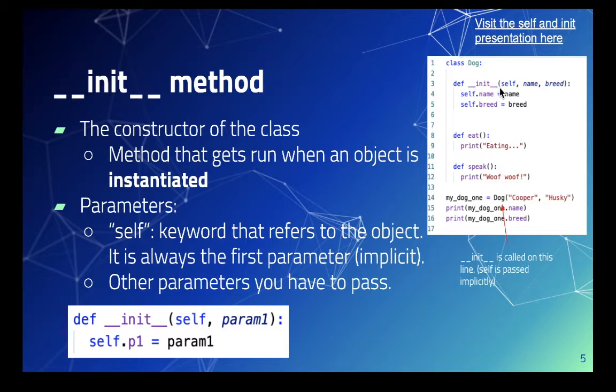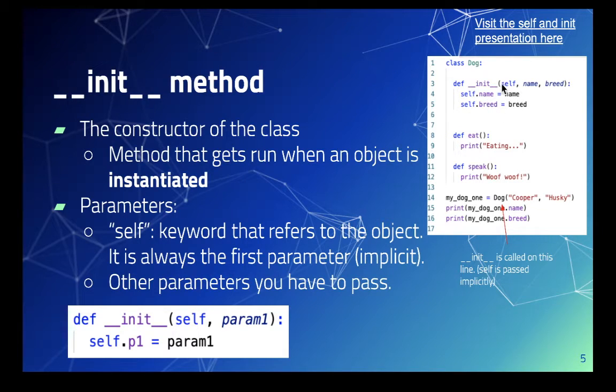If you remember, self is the implicit parameter, something that's passed in automatically by Python. You don't actually have to do anything. So the two arguments, Cooper and Husky, don't actually refer to self and name, but they refer to name and breed, because name and breed are the explicit parameters and self is the implicit one.